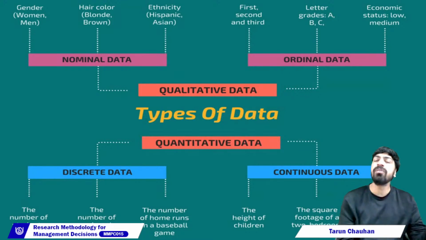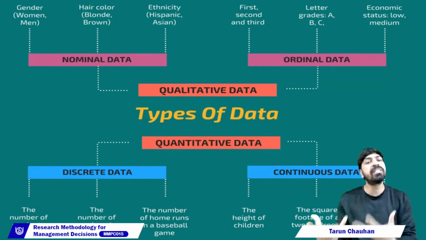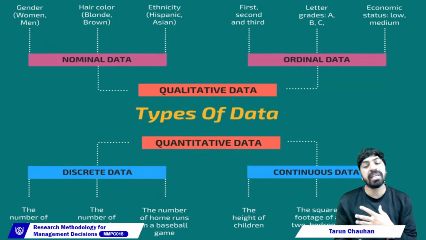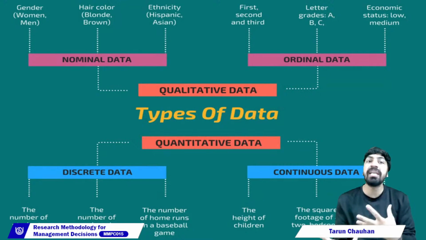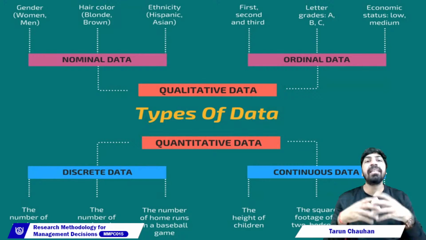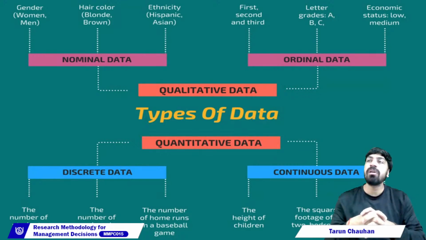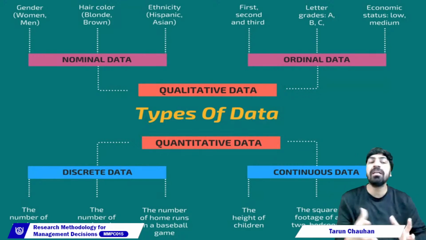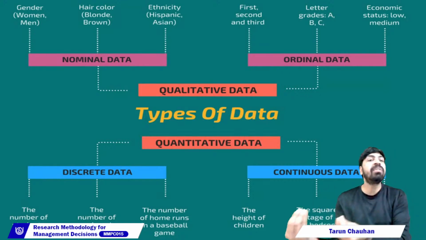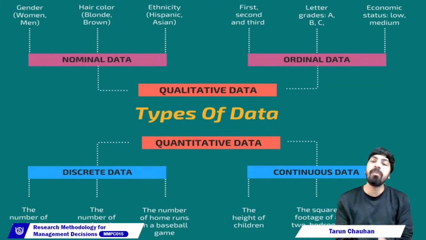When we talk about nominal data, it refers to specifying the names of the variables. Let's talk about gender: male or female, woman and man. When we talk about the hair color of a male or a female, it's blonde and brown. When we talk about ethnicity, it's Asian, Hispanic. So that's where we are just naming the variables, and that's called nominal data.